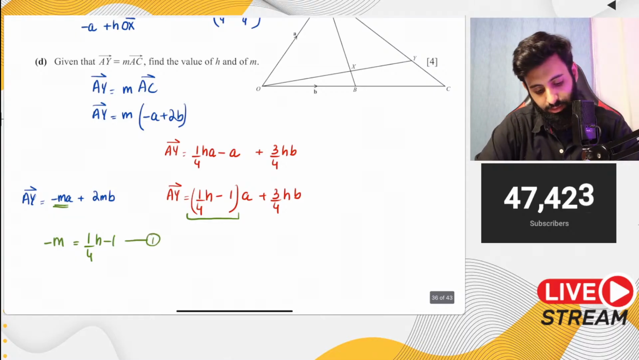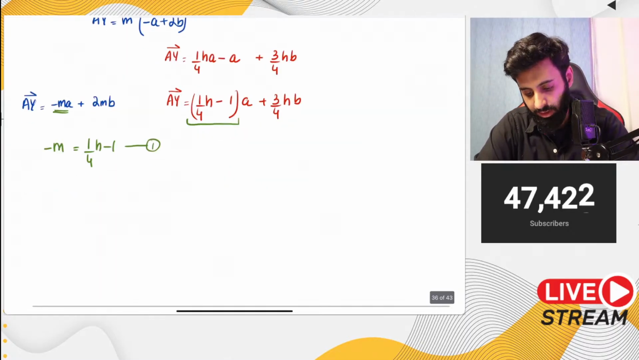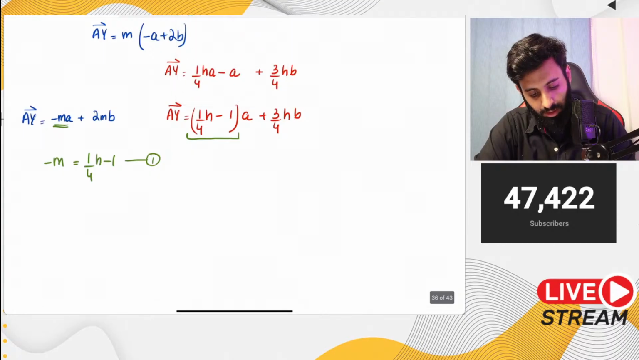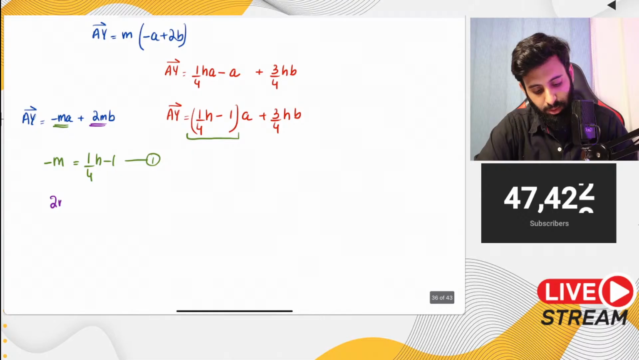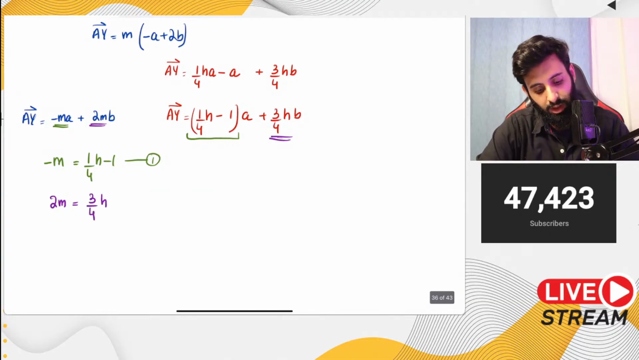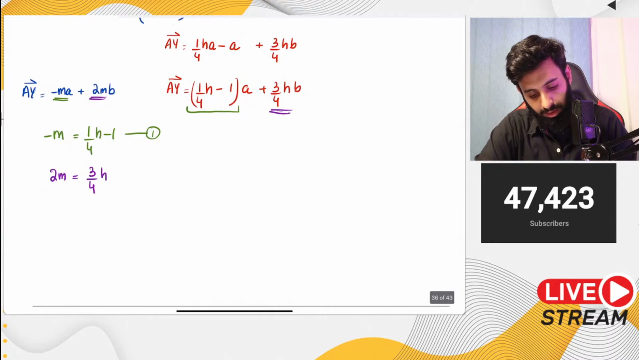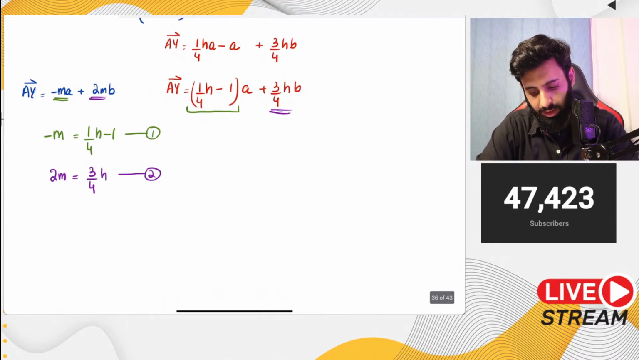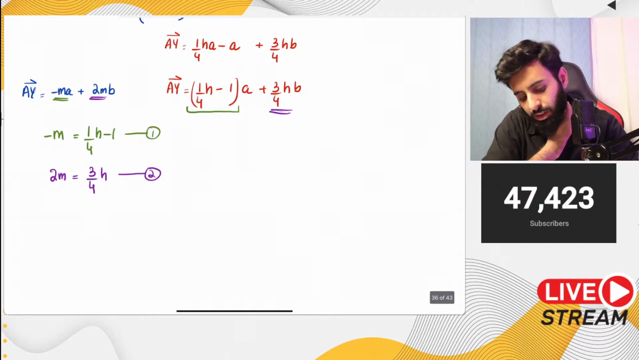Okay, not good enough for us to find the value of m or h, but the good news is we can form another equation. What's the coefficient of b from the blue AY? That's 2m. And what's the coefficient of b from the red AY? That's 3/4 of h. Now what we need to do is solve them simultaneously. Before we solve them simultaneously, it's best that we write them nicely.